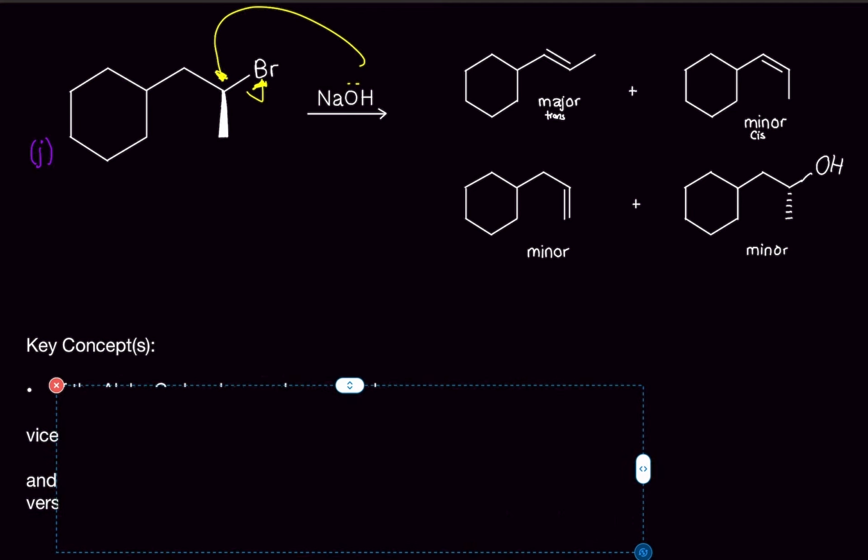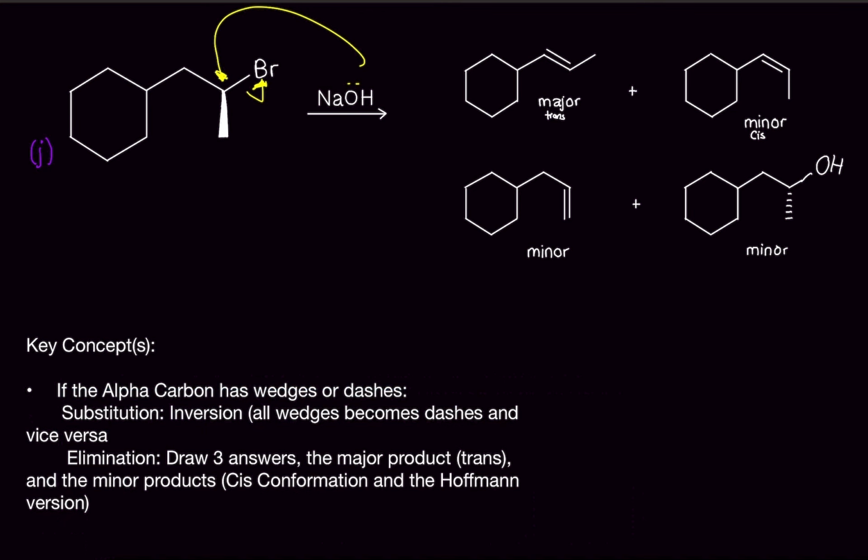Okay, the key concepts. This is super important. If the alpha carbon has wedges or dashes, if you're doing a substitution reaction, you do the inversion, right? So all wedges become dashes and vice versa. If you're doing an elimination reaction, you need to draw all three answers. The major product, which is the trans most of the time, and then the minor products, which are the cis conformation and the Hofmann version, okay?